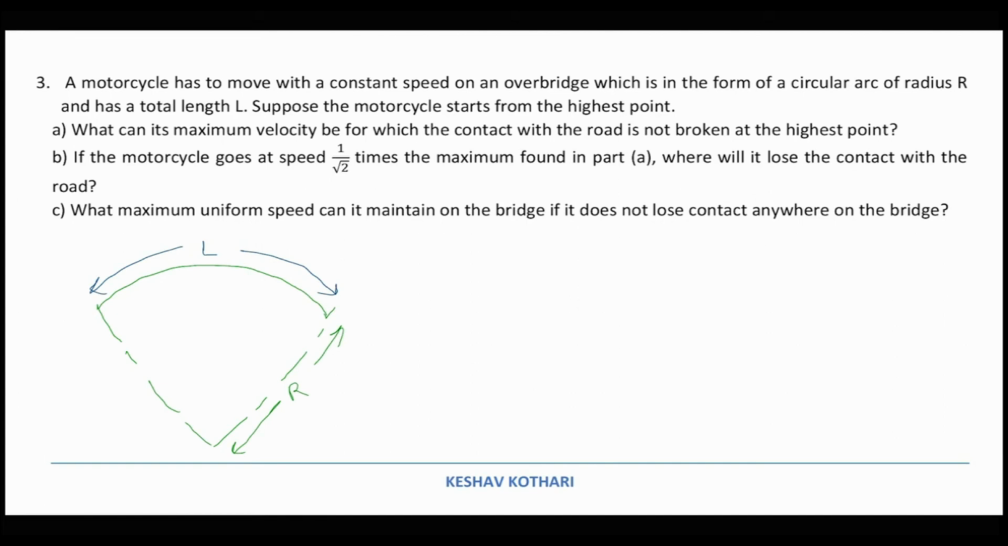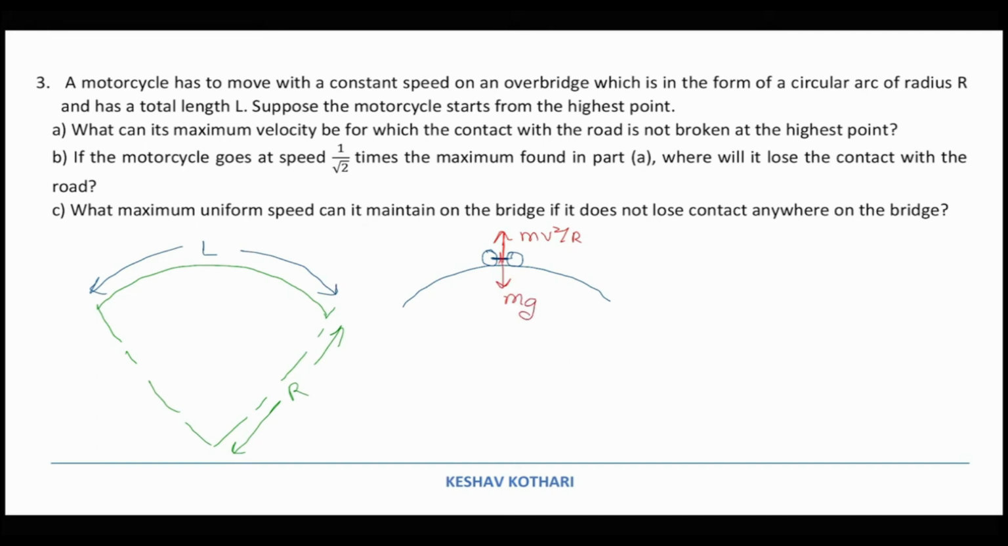at the highest point somewhere here, when the motorcycle is here, if it is moving with a speed v, then it will be exerting a force mv square by r in this direction, that is away from the circle, and the weight mg is going to act in the downward direction.